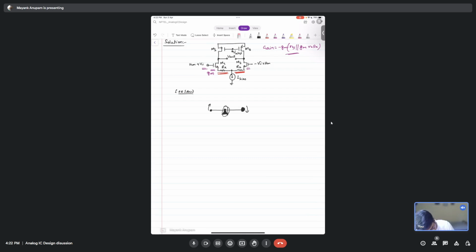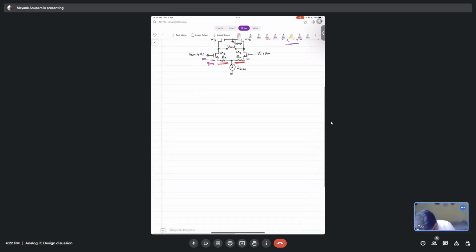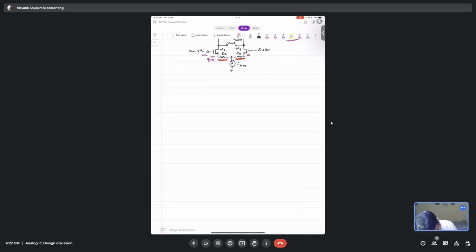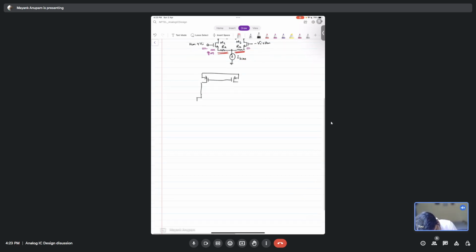Now let's come back to our circuit question. We have this circuit here, with this MOSFET. Here is your NMOS. This is a resistor, this is a current source, and this one is some bias.